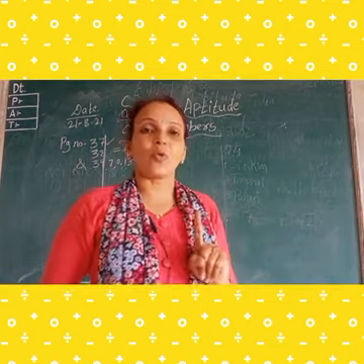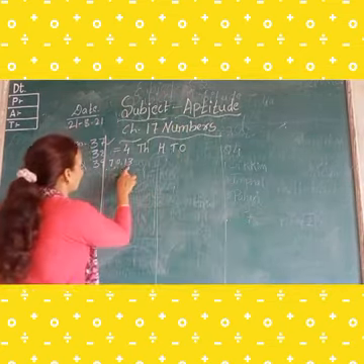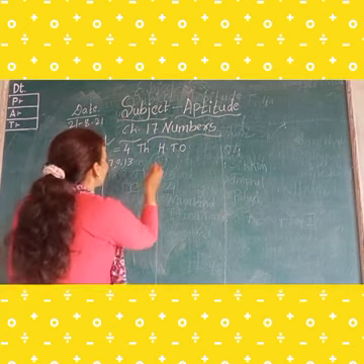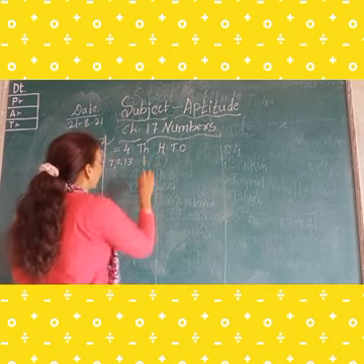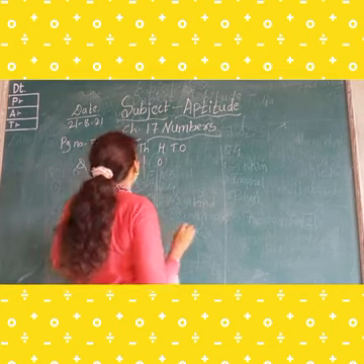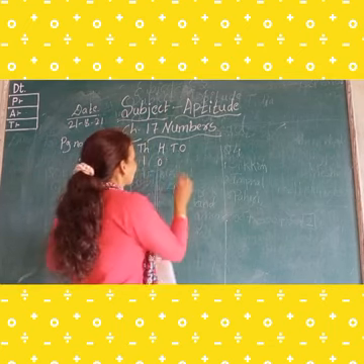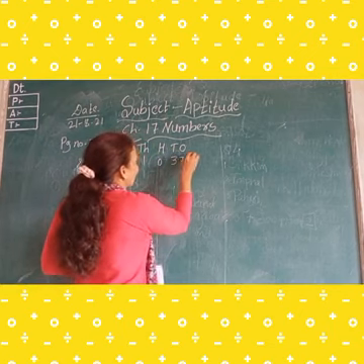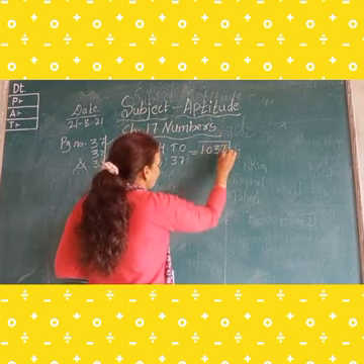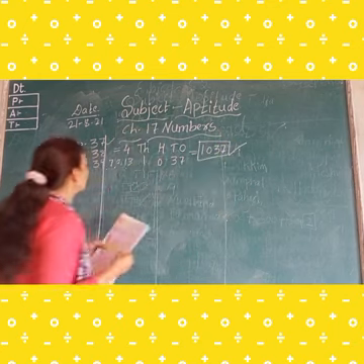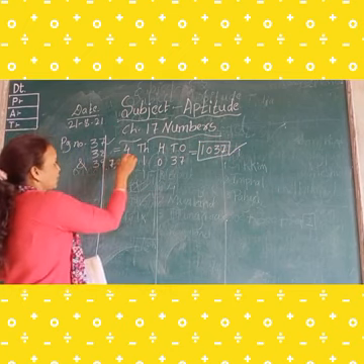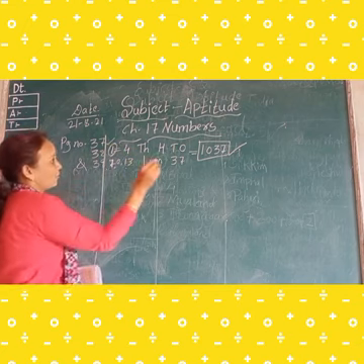Small means we have to take the smallest number here. We cannot take 0 first because it's not counting. So we take 1 in the thousands place, 0 in the hundreds place, and 3 and 7 in the tens and ones places. Our answer is 1037, the smallest number using 7, 0, 1 and 3.